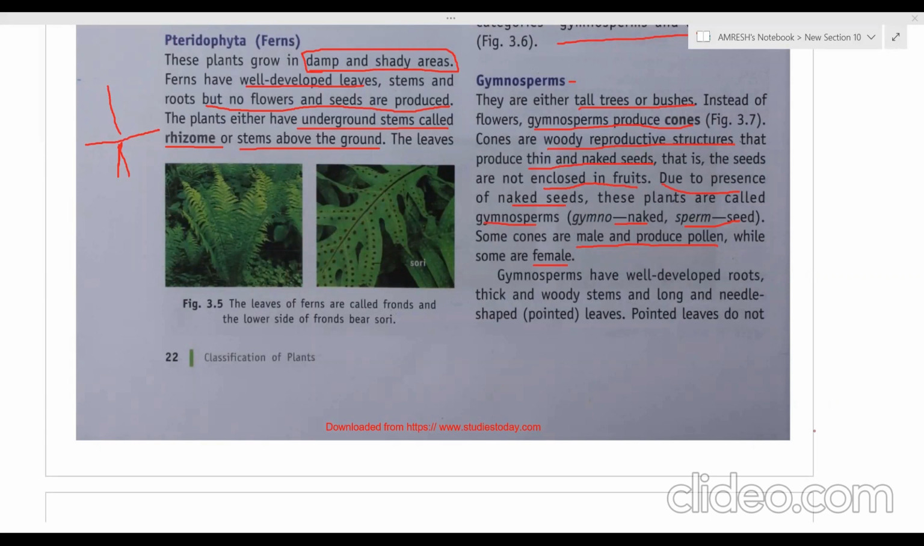So we have discussed gymnosperms. That is, gymnosperms produce cones. Some are male and some are female, and the flowers are in the form of woody reproductive structures that are cones. Gymnosperms have well-developed roots as they are phanerogams. So they have a well-differentiated body, that is the roots, sticky and woody stems, long and needle-shaped pointed leaves.